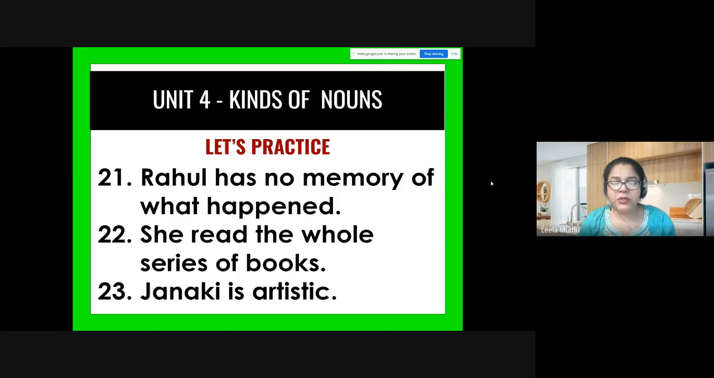She read the whole series of books. In this case, series of books is a collective noun. Janaki is artistic. Okay, artistic is an adjective describing Janaki, who is a proper noun.